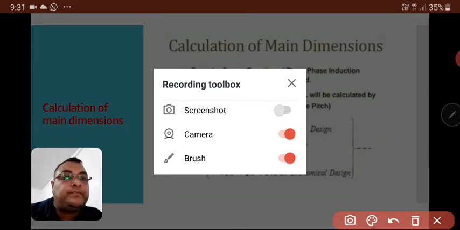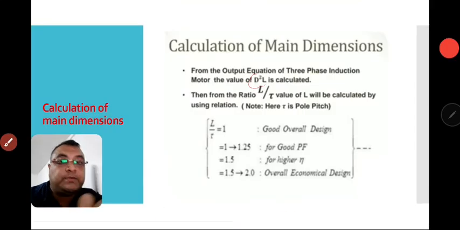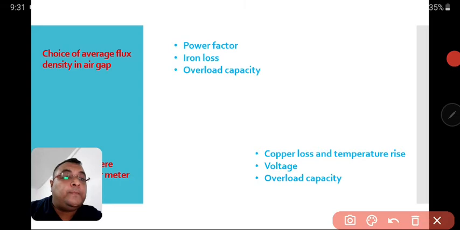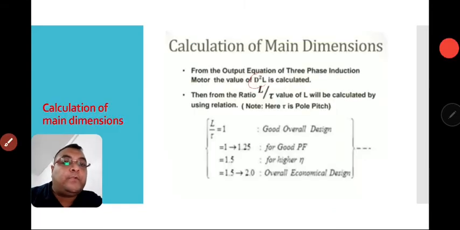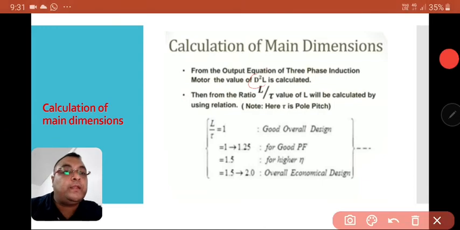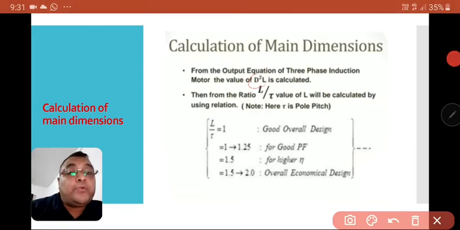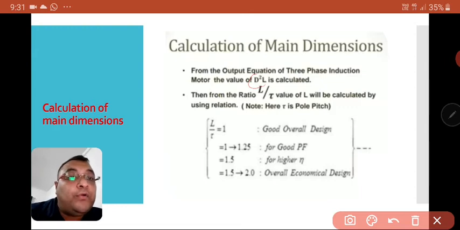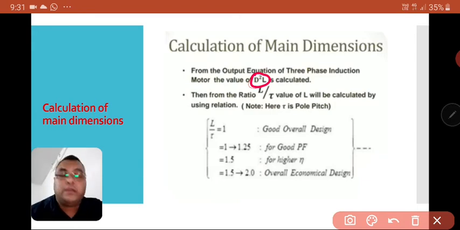Now we can proceed further. So from the output equation we calculate the value of D square L over here. All the other terms we take on one side, and D square L on the other side. So once we calculate the value of D square L, then our work is to calculate D and L separately.